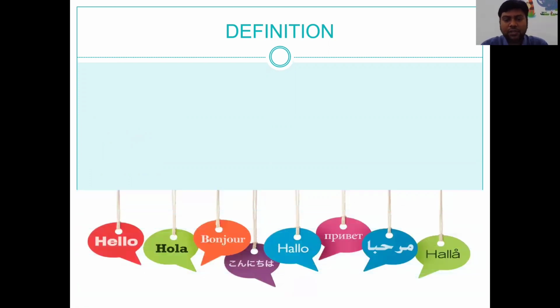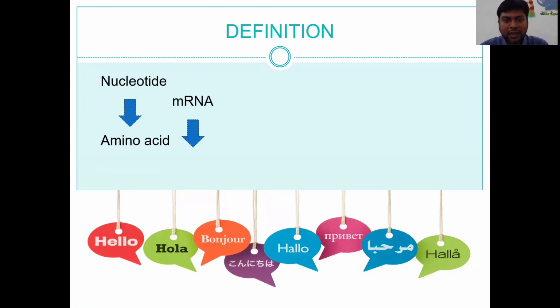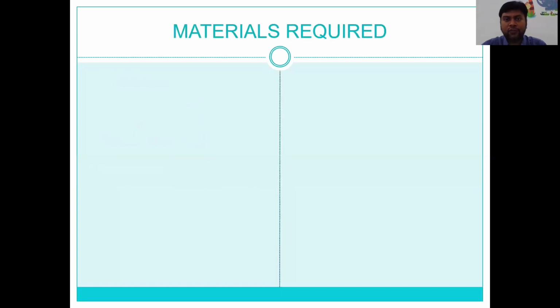So to start with, the definition of the translation process. Translation in general means converting from one language to another language. So here also we are going to do the same thing. The nucleotide language will be converted to amino acid language. The process in which the nucleotide-containing mRNA is converted to amino acid-containing protein is called translation or protein synthesis. For this protein synthesis, we need a lot of requirements.